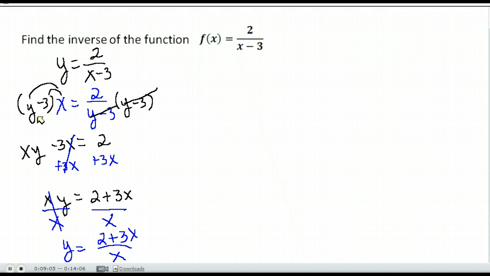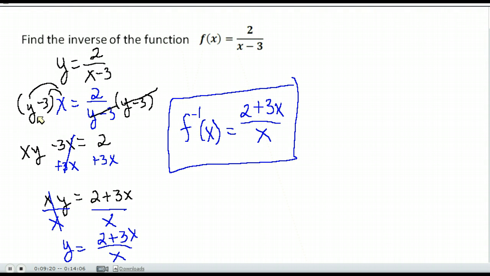You can separate that into two fractions if you would like, or you can just leave it in this form. So we have the inverse of f of x is equal to (2 plus 3x) over x. If you wrote that as (3x plus 2) over x, that would be correct also. Or 2 over x plus 3, that would work also.